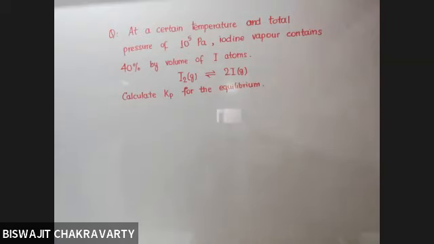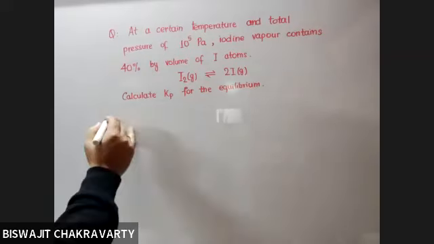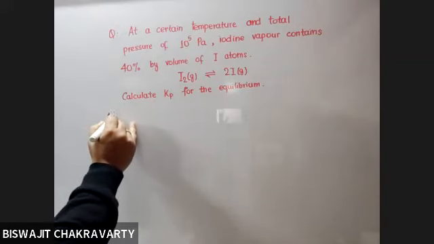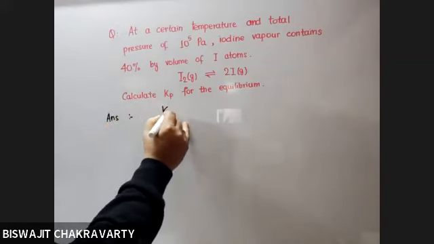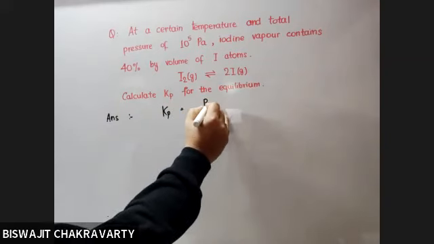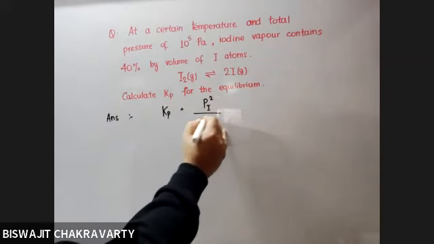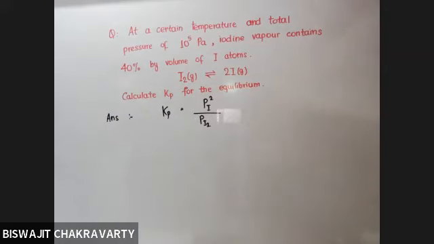Total pressure is given to be 10 to the power 5 Pascal. Iodine vapor contains 40% by volume of iodine atoms. So if 40% consists of iodine atoms, that means 60% will consist of iodine I2. Okay, so we can say that since Kp depends on partial pressure, we can write P of I whole square divided by P of I2. This is the expression.